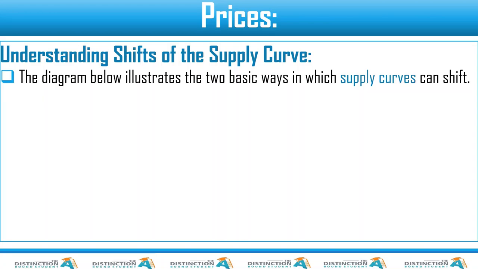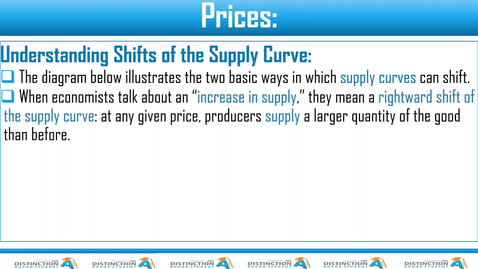We are doing everything in one lesson because it's easy for you to understand now that you have the background knowledge from demand. We might as well have the supply thing all in one lesson, because it's not a new concept at all. It's just a change of a curve, which is now upward sloping. But the same things we talked about in demand apply also in supply. So the diagram below illustrates the two basic ways in which supply curves can shift.